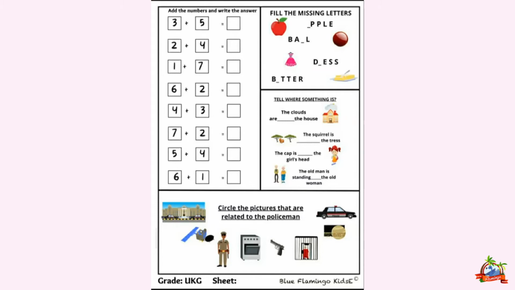So dash double P L E. What we will fill in this? We will fill A. A double P L E, apple. It will become apple. Next one is ball. B A double L. What we will fill in the blank? L. B A L L. B A double L. Ball.